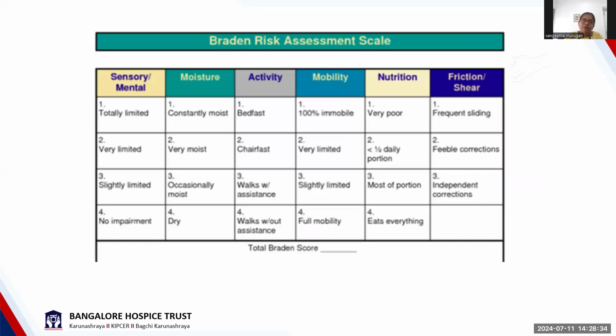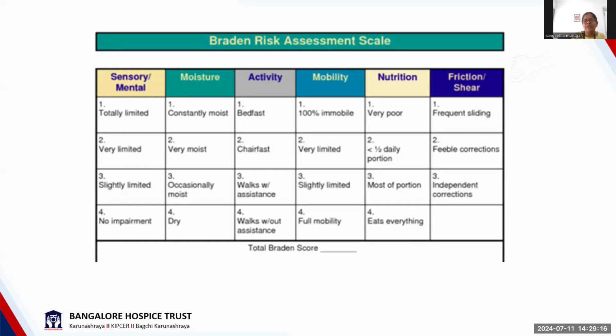How to identify the risk? How to identify that the patient is prone to develop pressure ulcer? Use this scale. The Braden scale. You have a lot of scales: Norton scale, Waterlow scale. These are all scales used for pressure ulcers. This is a risk assessment scale. If you use this scale and assess the patient, you can prevent the patient from developing further pressure ulcers. The scale has 6 parameters and is rated on 4 items: sensory perception, moisture, activity, mobility, nutrition status, friction and shear.